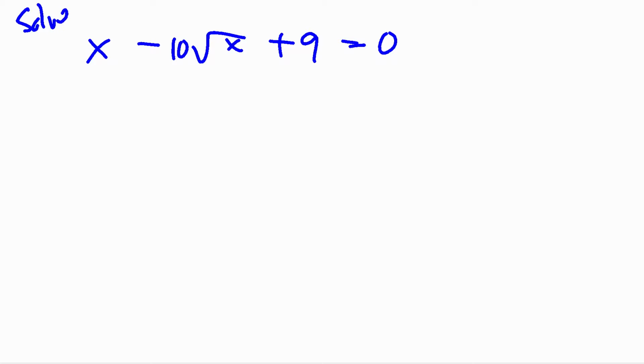Okay, here's a question, a fun solving question with quadratics. The question is x minus 10 root x plus 9 equals 0, and the task is to solve. So I need to figure out what all the values of x are that make this statement true.